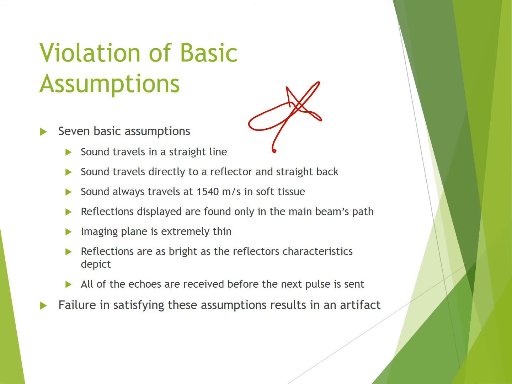So the 7 basic assumptions: first, that sound travels in a straight line. Secondly, sound travels directly to a reflector and straight back. That sound always travels at 1540 meters per second. That the reflections displayed are found only in the main beam's path. That the imaging plane is extremely thin. That the reflections are as bright as the reflector's characteristics depict, and that all echoes are received before the next pulse is sent. If we violate any of these basic assumptions, then an artifact is going to appear in our images. So again, remember these 7 basic assumptions. We're going to see how, when these are violated, they result in artifacts.